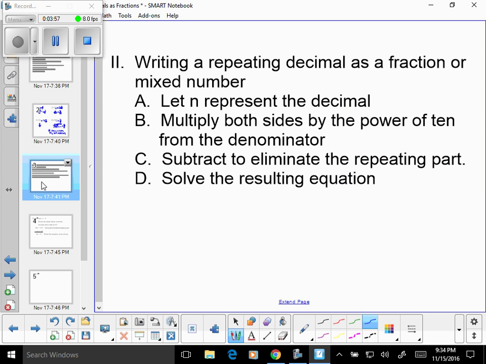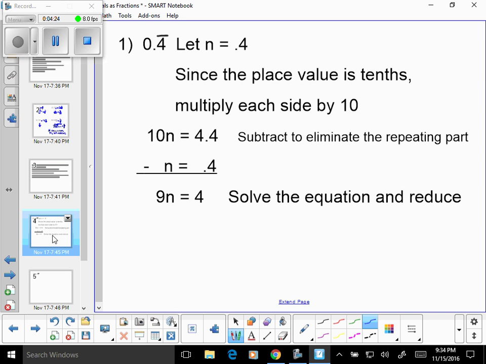This is the part that's new, and yep, it can be a little confusing, so follow along with me. We're going to let n represent the decimal. Then we multiply both sides by the power of 10 that we can get from our denominator. Then we subtract. That eliminates the repeating part, and we solve the resulting equation, which will mean absolutely nothing to you until we do an example. Let's look at example 1.